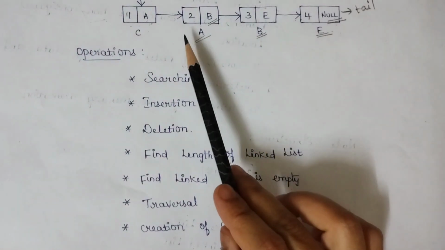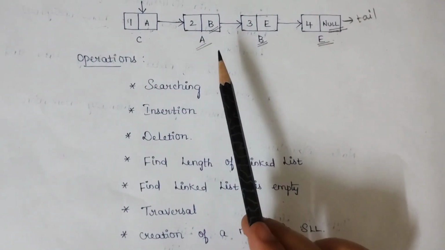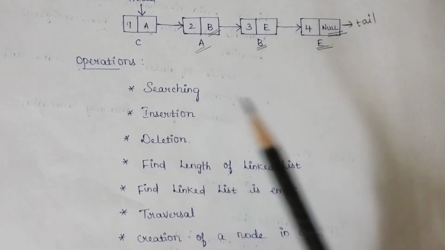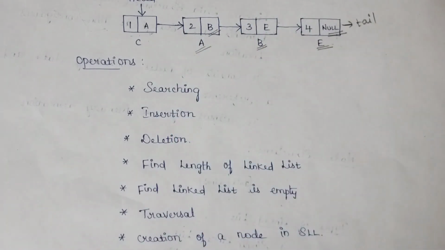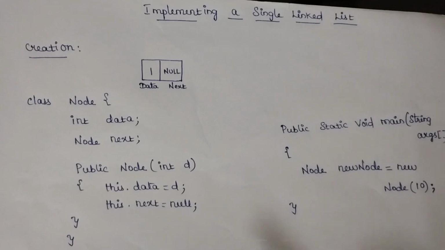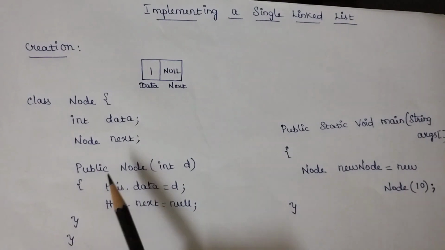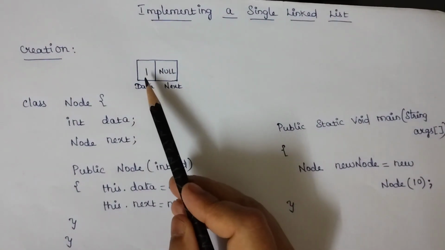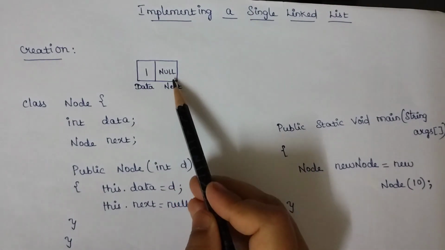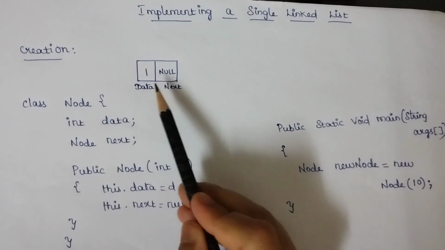And then creation of a node in a singly linked list. Basically, whenever you are performing any insert operation, first you need to create a node for performing insertion. So how do we create a node for the insertion process? That we will discuss now. So first is creation of a node, and we know the structure of the nodes. In a singly linked list, a node contains two parts: data part and next part.